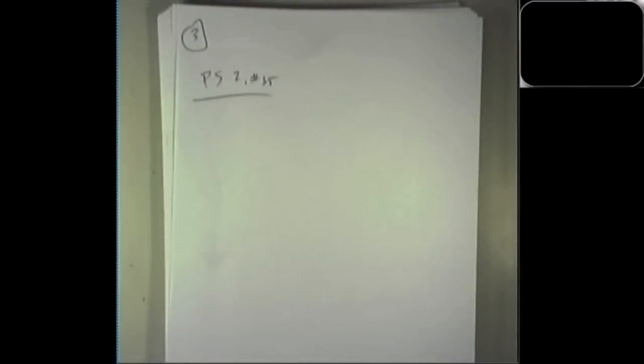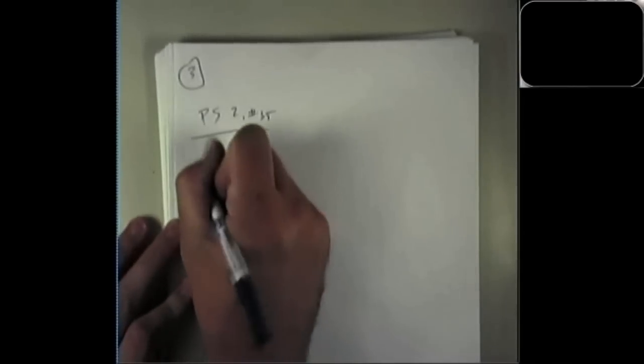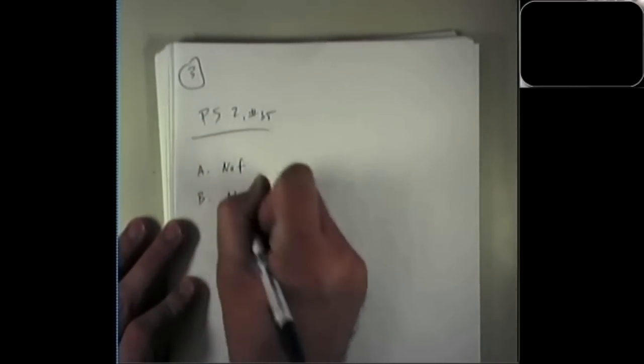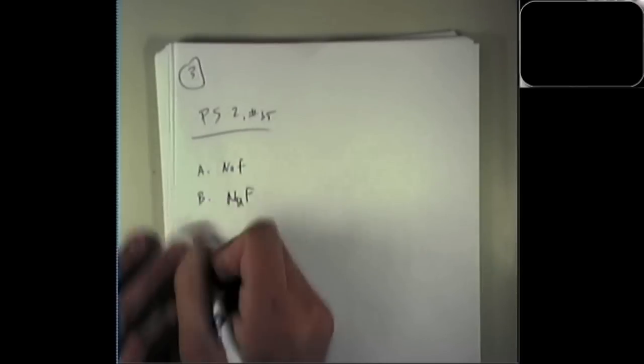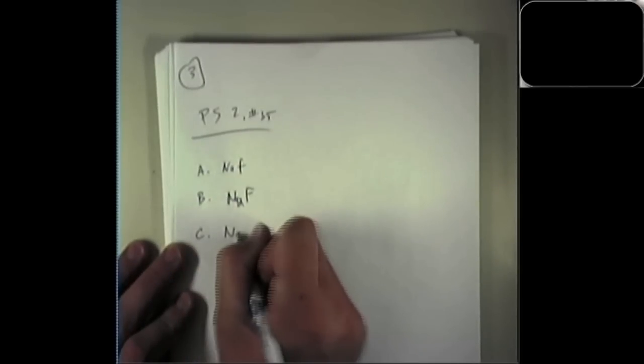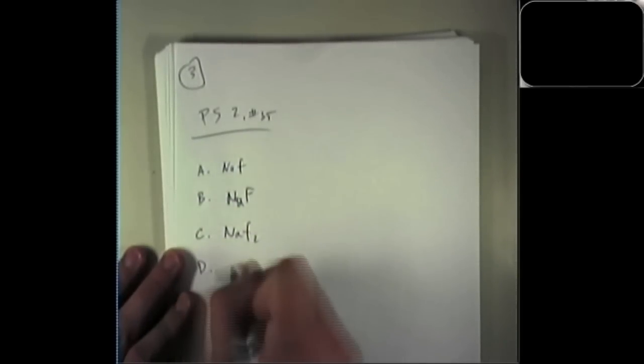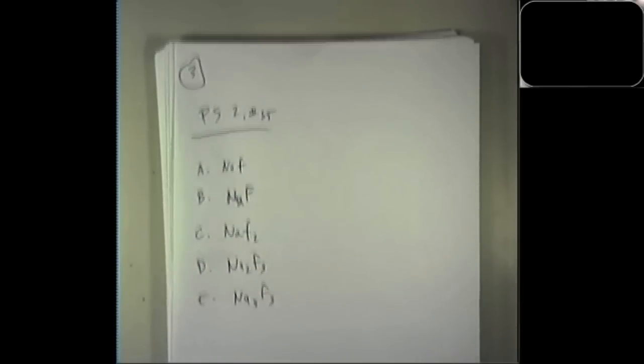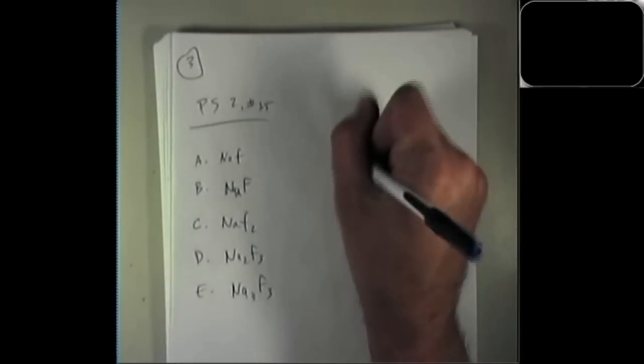I know I'm rambling, but let's go ahead and get to the problem you originally asked about. You were asking about this question, number 35. We see that we've got these options: sodium fluoride, Na2F, NaF2, D is Na2F3, and E is Na3F3. Now, first things first. I'm going to write Na, and I'm going to write F, and I'm going to write in big letters "expected charge."